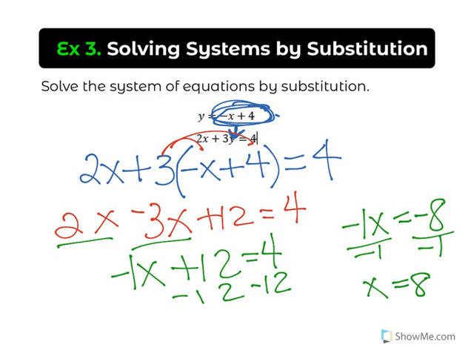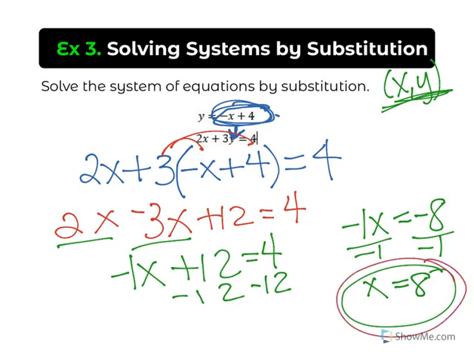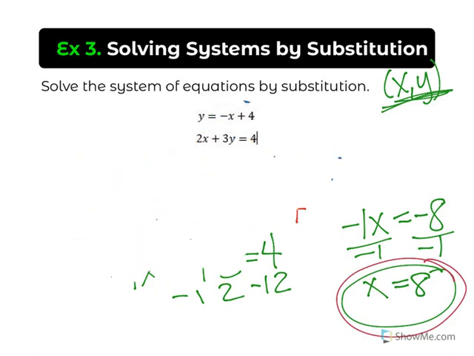Now, remember when I said be careful, because you're going to get to this point and you're not done, because your answer is always an ordered pair, so you need to figure out what y is now. That means now that we know what x equals, we need to put what x equals into one of our equations for x.